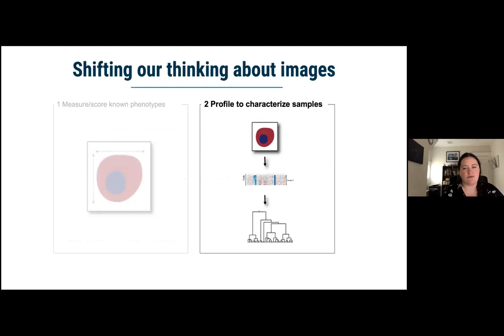I want to now shift the thinking from knowing what particular phenotype you want to measure in an experiment to the idea of what if you just let the image measurements dictate the course of your analysis. So talking about looking for your unknown unknowns with an idea that we call morphological profiling.